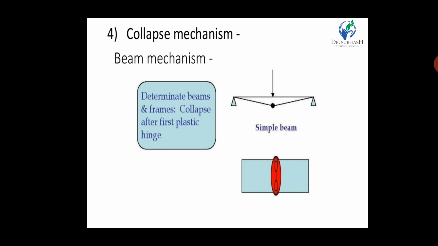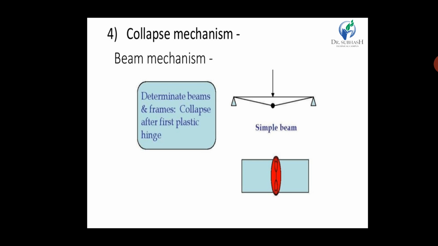Now what is a collapse mechanism? The beam mechanism determines the collapse of a beam or frame after the first plastic hinge is provided. Now what is the plastic hinge and when does it occur? The plastic hinge forms in the member at the location of maximum bending moment. However, at the interaction of two members where the bending moment is the same, the hinge forms in the weaker member.